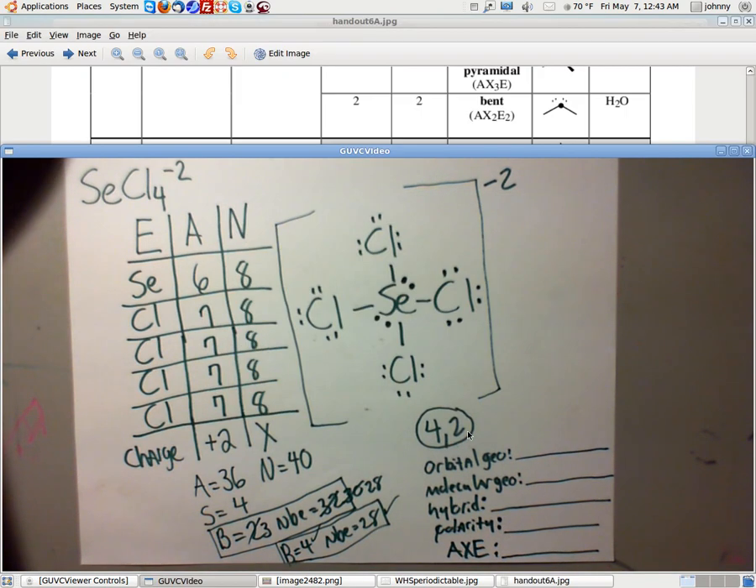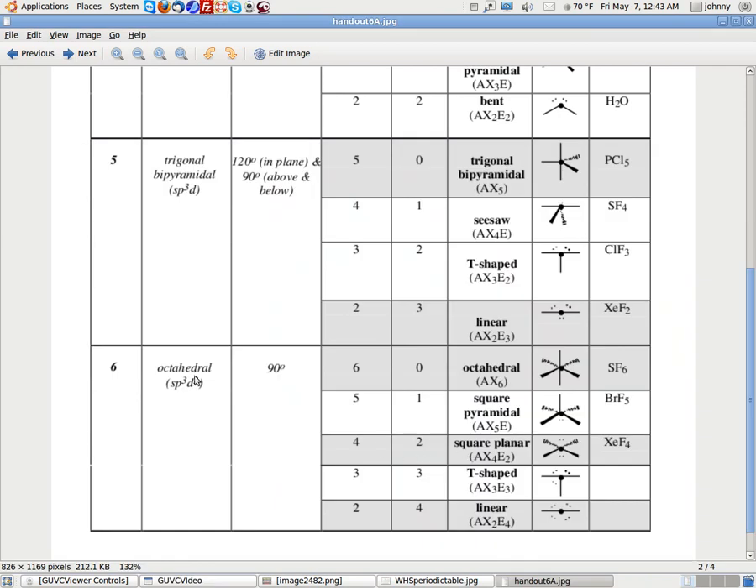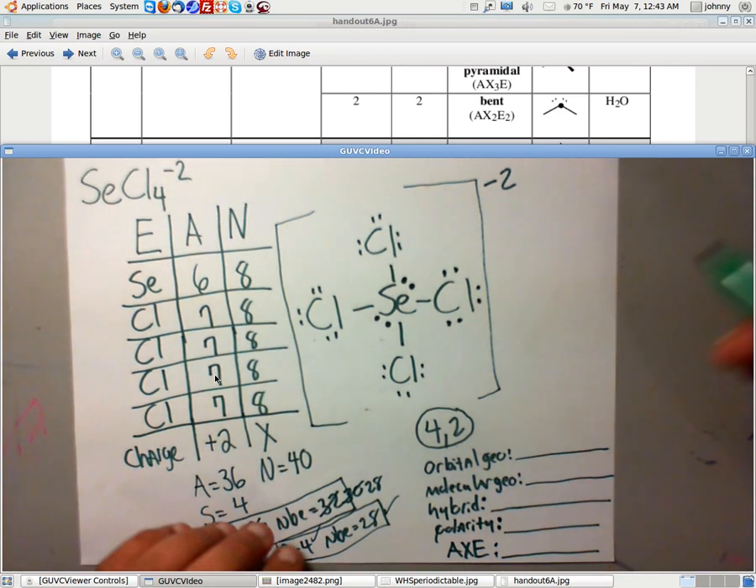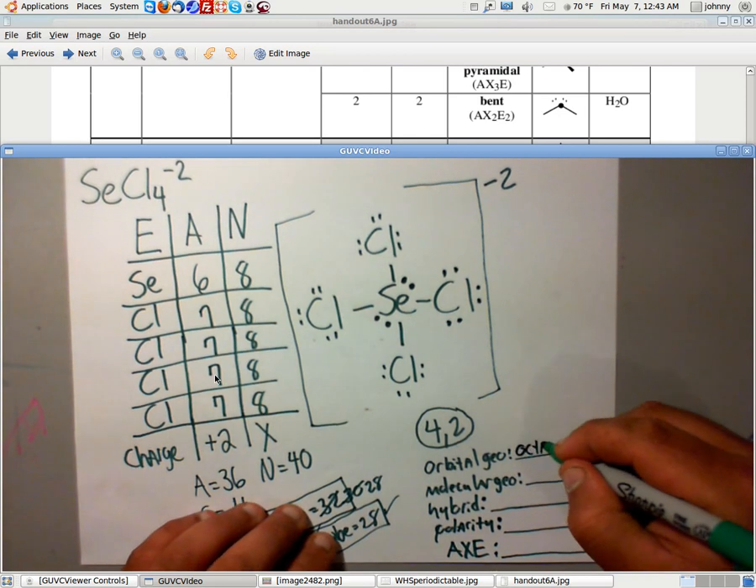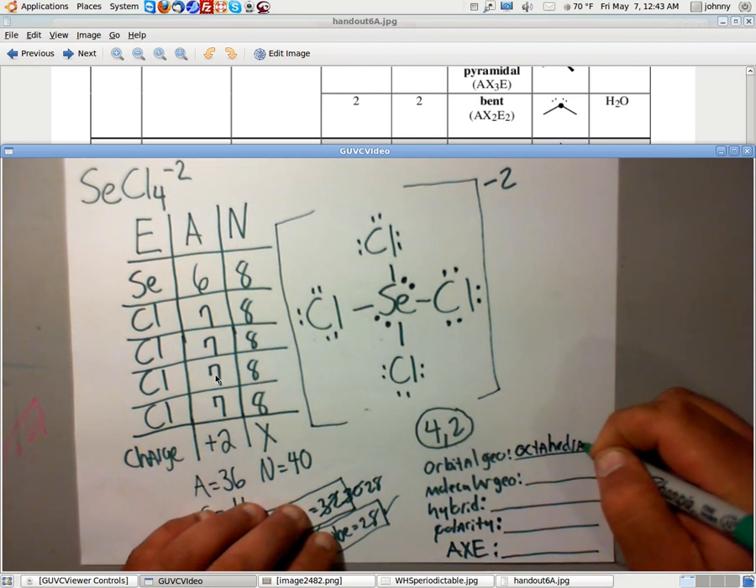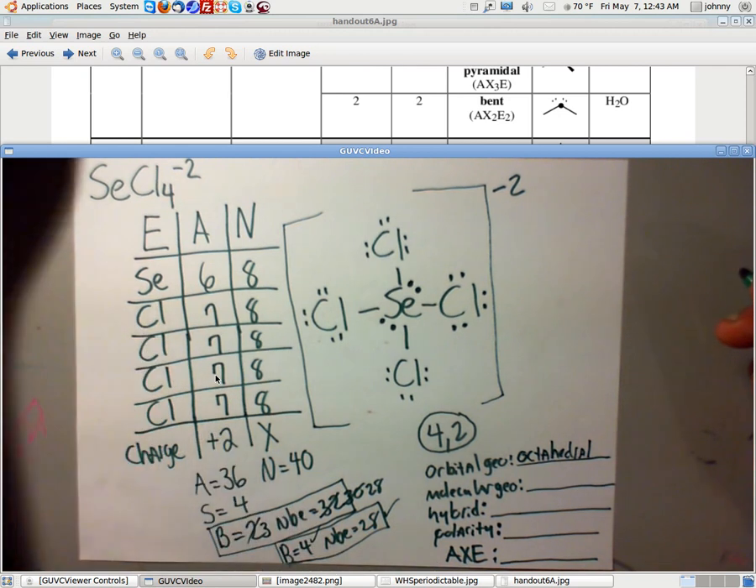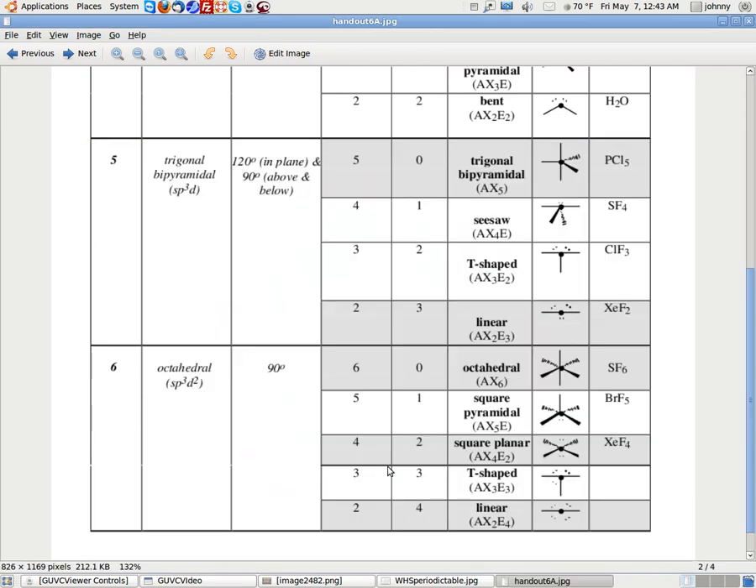I've got my lines drawn out. Let's find the orbital geometry for the 4-2. Once you find 4-2, notice that it's an octahedral for the orbital geometry. Okay, so we need to write that down. Octahedral. The molecular geometry is a square planar. Notice it is right here, square planar. So make sure you write down square planar. And I'll show you mine. And make sure you write it on yours as well. There. Just had to squeeze it in.